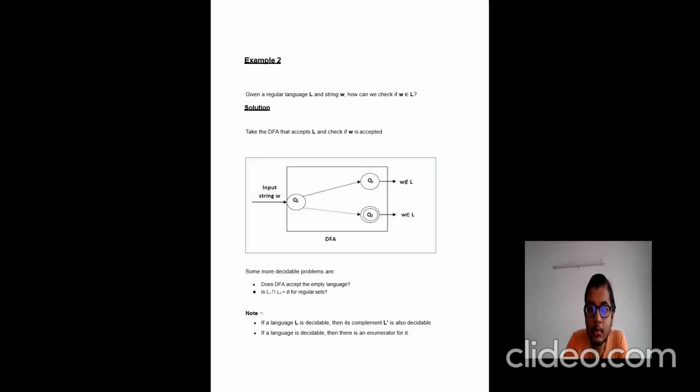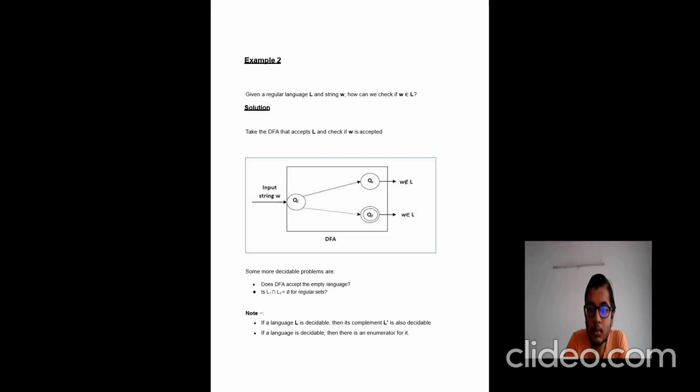Example 2. Given a regular language L and string W, how can we check if W belongs to L? Solution: take the deterministic finite automaton that accepts the language L and check if W is accepted. Some more decidable problems are: does a DFA accept the empty language? Is L1 intersection L2 equal to ϕ for regular sets? Note: if a language L is decidable, then its complement L' is also decidable. If a language is decidable, then there is an enumerator for it.